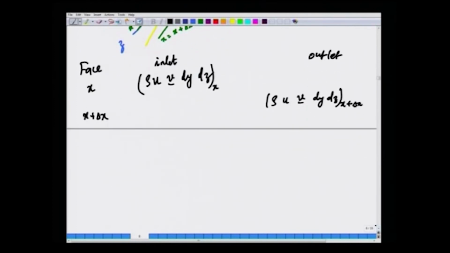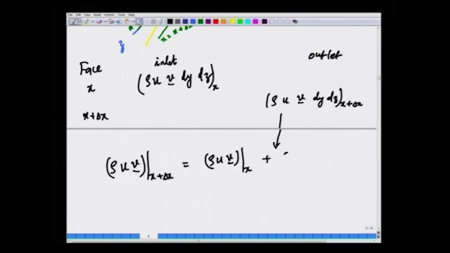Remember that we are going to use Taylor expansion for this term. So, rho u v at x plus delta x is rho u v at x plus d dx of rho u v times dx, but you have to multiply the entire thing by dy dz. That is the cross sectional area through which momentum is flowing.